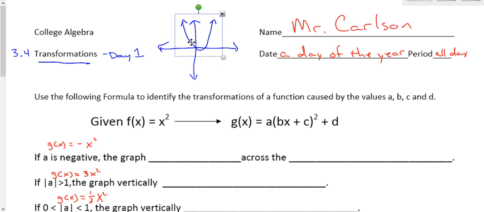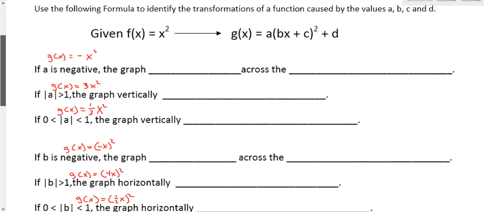So a shift to the left and down, and we can understand how that graph is shifted based on the different values that are in place of A, B, C, and or D. We're going to look at each of these values on an individual basis, but then we have to understand that there could be multiple transformations happening at the same time.